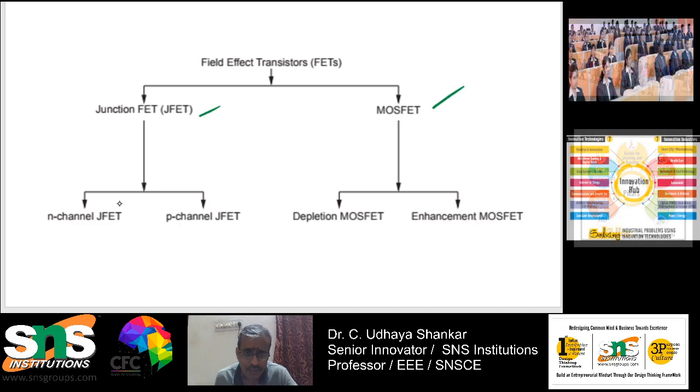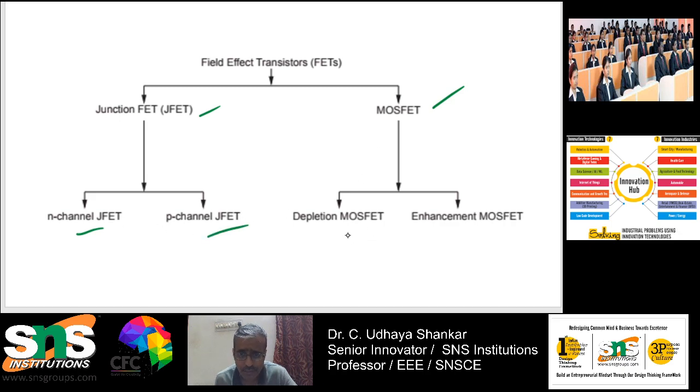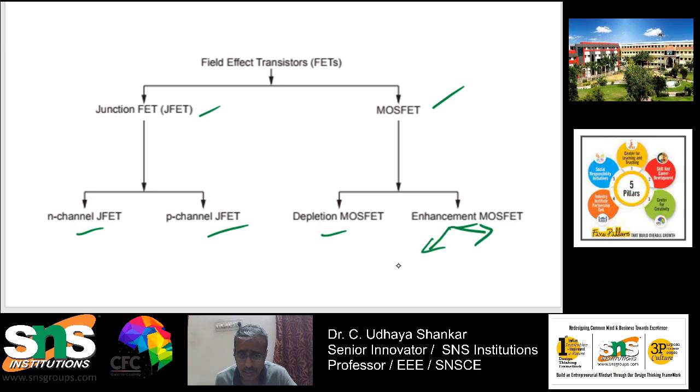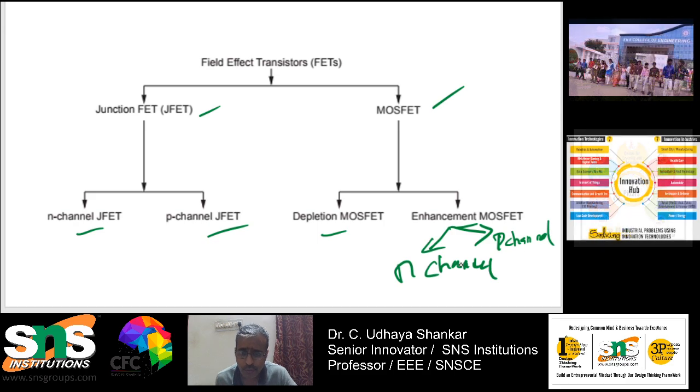JFET is again classified into two types, that is N channel JFET and P channel JFET. Whereas MOSFET is classified into two types, depletion MOSFET and enhancement MOSFET. And in enhancement MOSFET there are again two types, okay. One is the N channel, and the next one is the P channel. So two different types are there.